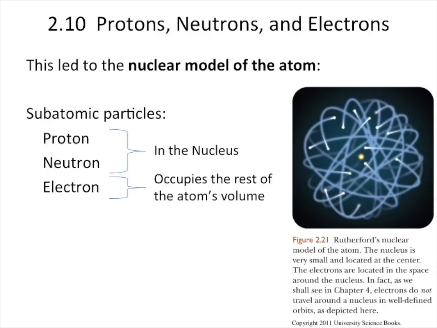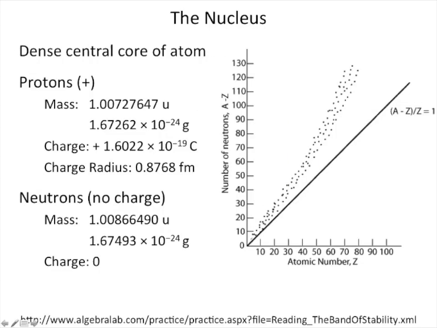And all of this led us to our current nuclear model of the atom, where inside the nucleus you have the proton and the neutron, and then outside, the rest of the atom's volume is the domain of the electrons. The nucleus is a very dense central core of the atom. The amount of mass packed into such a small amount of space is very impressive.